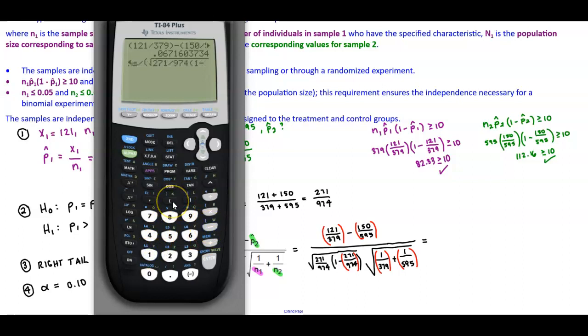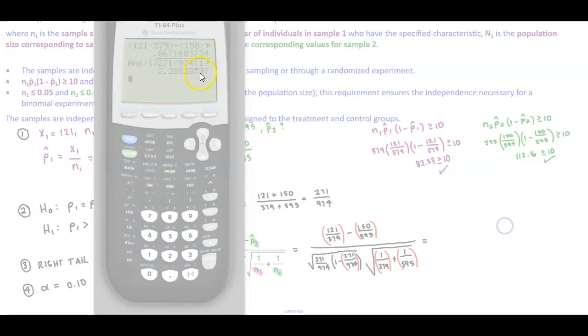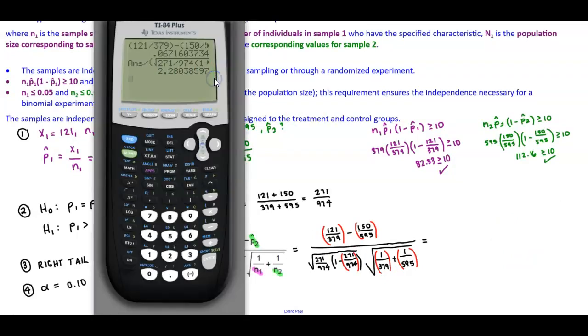Times 1 minus parenthesis 271 divided by 974. And then we're going to move to the right to create a new square root symbol. So second square root, we have parenthesis 1 divided by 379, parenthesis, and then plus 1 divided by 595 with parenthesis. Go to the right and then close the parentheses for the denominator, and then we're going to hit enter.